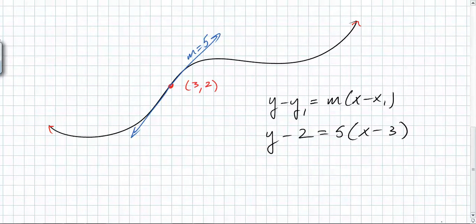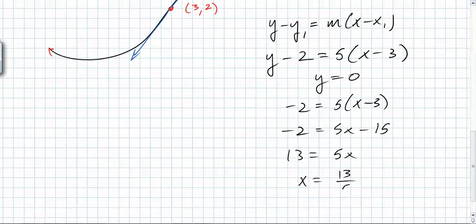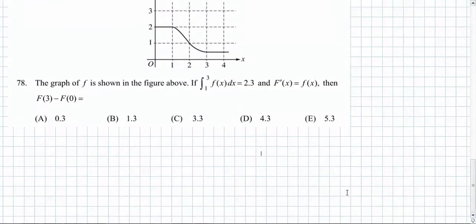So what do? The zero means when x is 0 or when y is 0. When y is 0, because you want to get it when it crosses the x-axis. So you let y equal 0, and you get negative 2 is equal to 5 times x minus 3. Negative 2 equals 5x minus 15. So we end up with 13 is equal to 5x, so x is equal to 13 over 5. And is that up there? Is it there? Yeah. Is that it? Yeah, that's it.